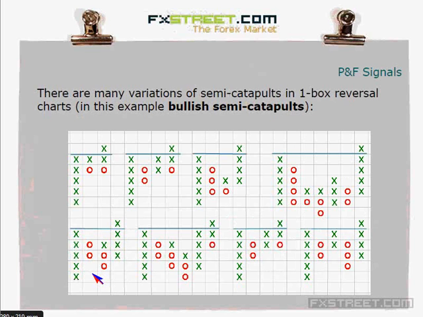Okay, the semi-catapults that we have just seen have a lot of variants. As we can see here in the one box reversal chart, there is always an ascending move towards a resistance, a reaction to that resistance and a final breakout. But those reactions can have different shapes, since we are dealing here with a very sensitive chart construction, which is the one box reversal.